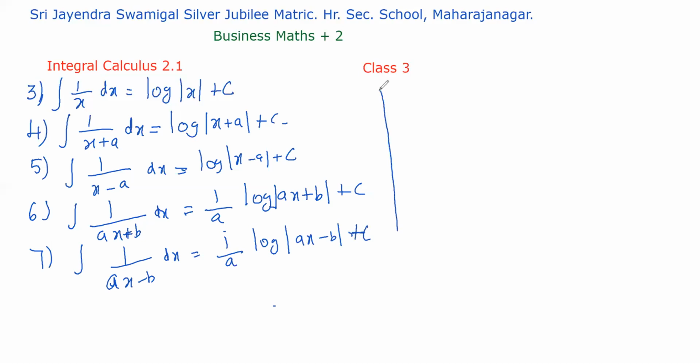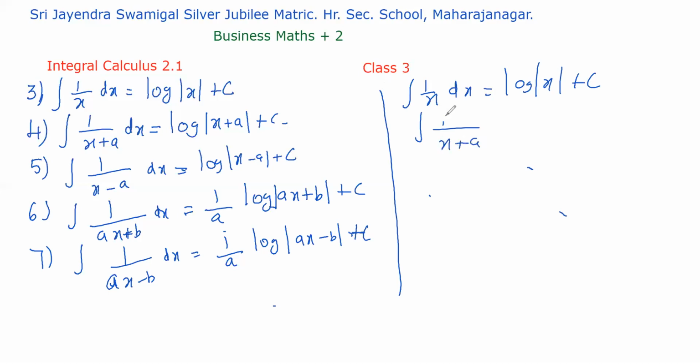Now you see in all these formulas, the first one, integral 1 by x dx. The denominator is x and the derivative of x is 1. So here we have the derivative of the denominator in the numerator. So we write this as log of modulus of x plus c. In a similar way, 1 by x plus a dx. What is the denominator? x plus a. What is the derivative of the denominator? Also 1. So we have given log of modulus of x plus a plus c.